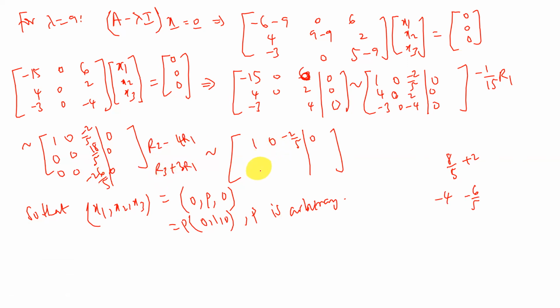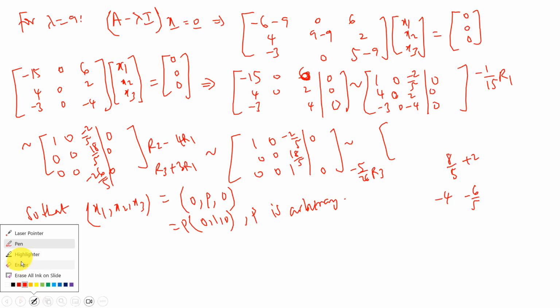Right. So now what do we get here? 0, 0, 1. By saying minus 5 out of 26, row 3. We get this. Okay, so you can just write that one out, and then also write this one 0, 0, 18 out of 5. And now we continue. Right, so we continue here and we raise this.